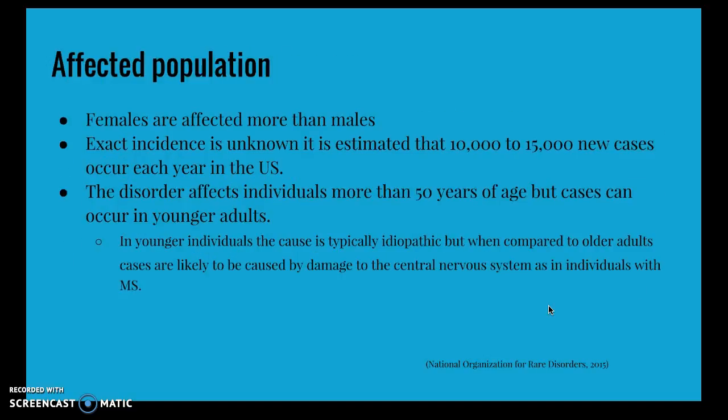The affected population, females are affected more than males. The exact incidence is unknown, but it's estimated that there are 10,000 to 15,000 new cases that occur each year in the U.S. And the disorder affects individuals more than 50 years of age, but cases can occur in younger adults. And in younger individuals, the cause is typically idiopathic, but when compared to older adults, cases are likely to be caused by damage to the central nervous system, as in individuals with MS.